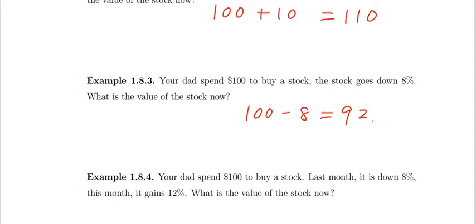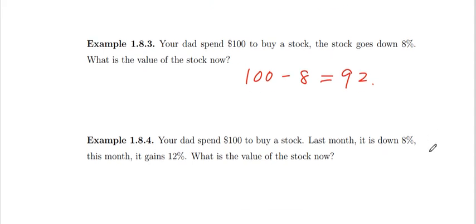Okay. So this 92 can also be calculated this way. The 8% of the 100 is gone, so we just multiply by 1 minus the drop of 8%, that is 0.08.